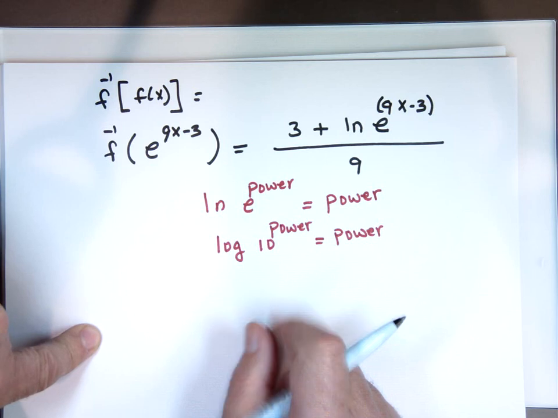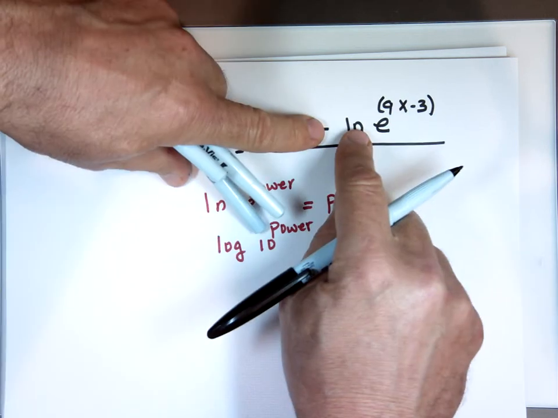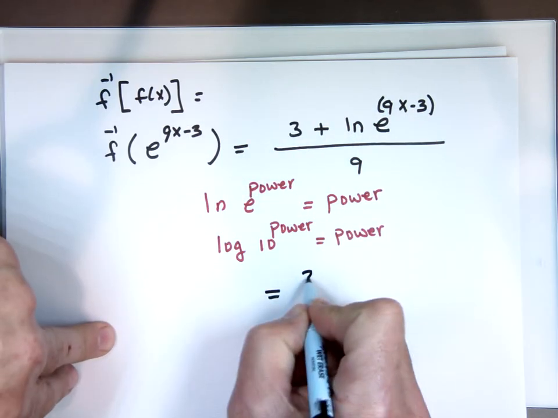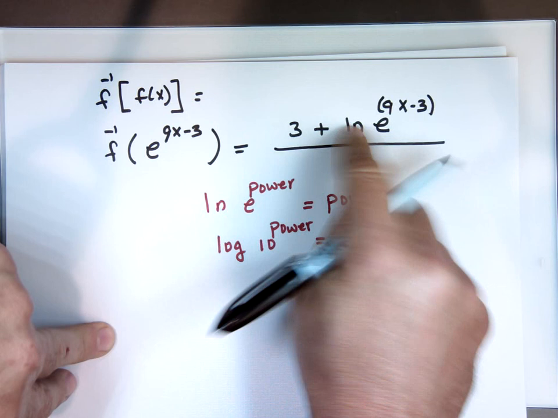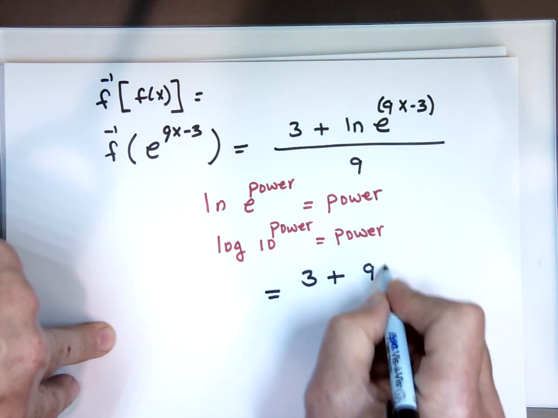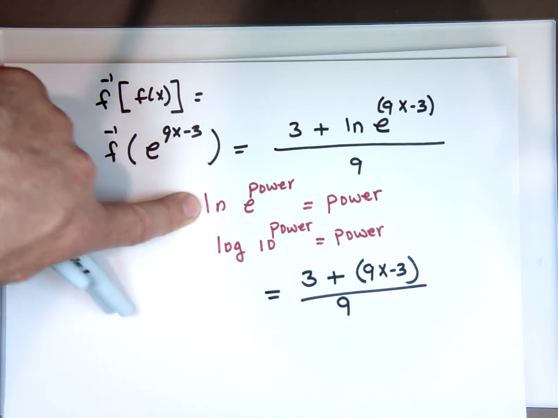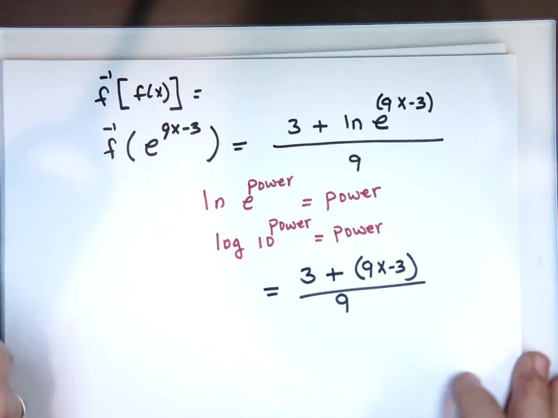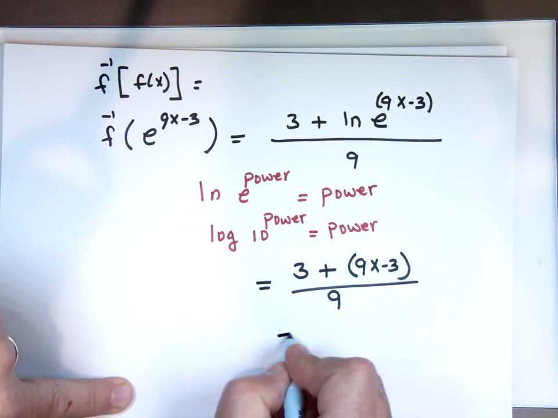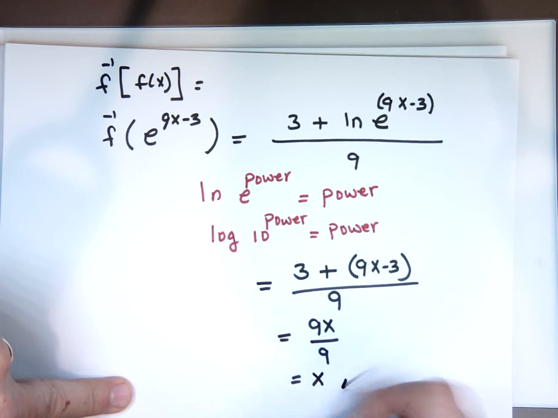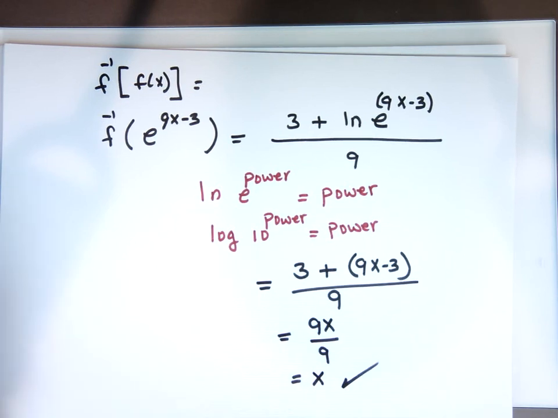The natural log of e to that power should equal the power. So that should equal 3 plus the natural log of e to the 9x minus 3, which is just 9x minus 3, using this rule right here. And what happens to the 3 and minus 3? They cancel each other out. 9x over 9, which is what? x. And they are the inverse of each other. So this just proves that what we did is really correct.